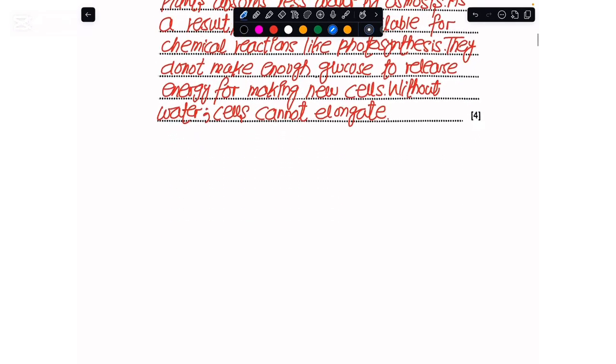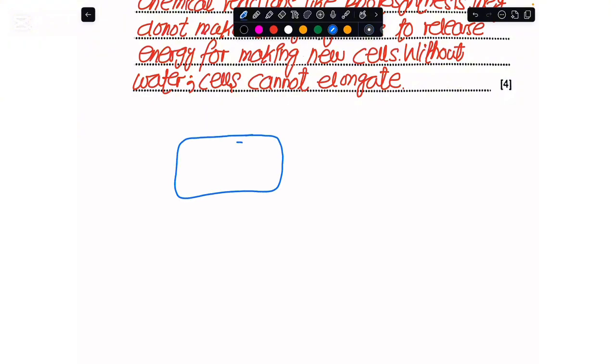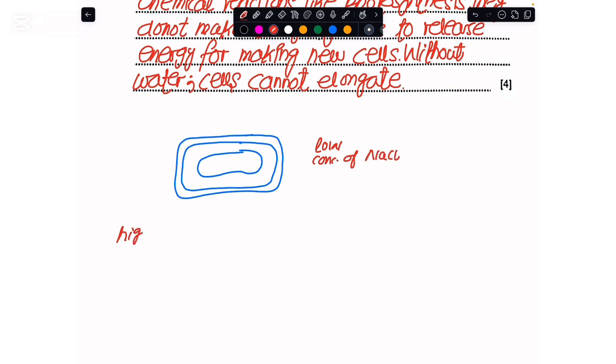solution. So if I were to present it with the help of a diagram, here we have got a plant cell, this is the cell wall, here we have the cell membrane, and then at the center we have the large vacuole. Now, if on the outside of the plant cell we have a lower concentration of sodium chloride, and on the other hand, a higher concentration of sodium chloride, how would this impact the growth of the plant?